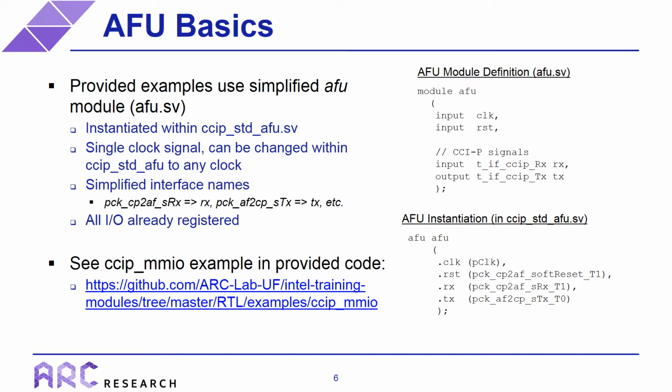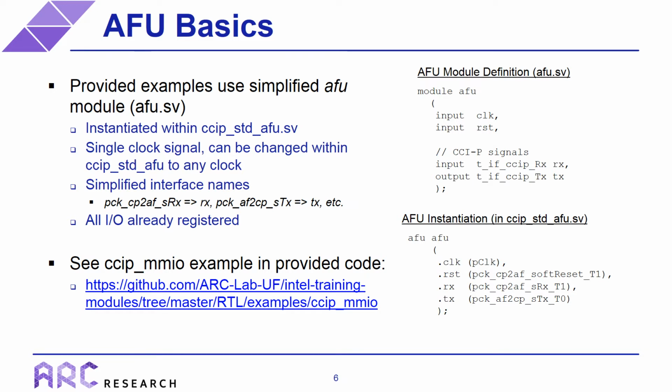First of all, since for these training examples we're not going to be using all the clocks that are provided, the simplified AFU just has a single clock. You can connect this to whatever clock you want that's specified in the CCI-P standard AFU instantiation of the AFU module. For these examples, it's just going to be connected to the primary clock, but you can change that if you needed to do something else. We also have a single reset.